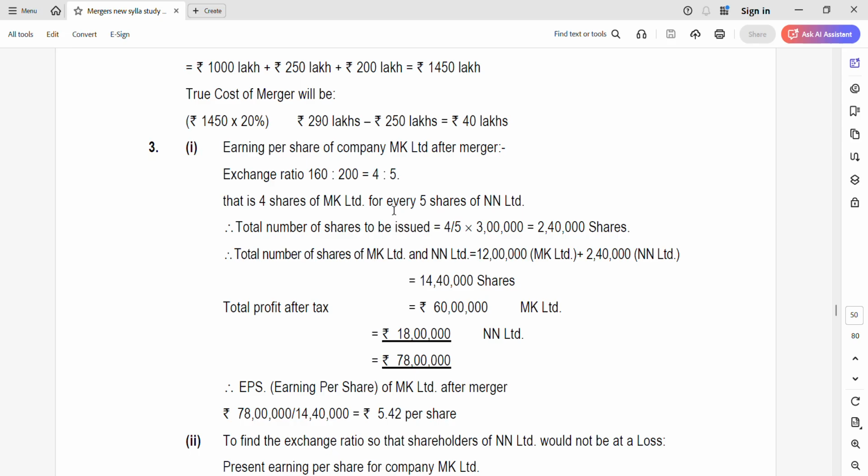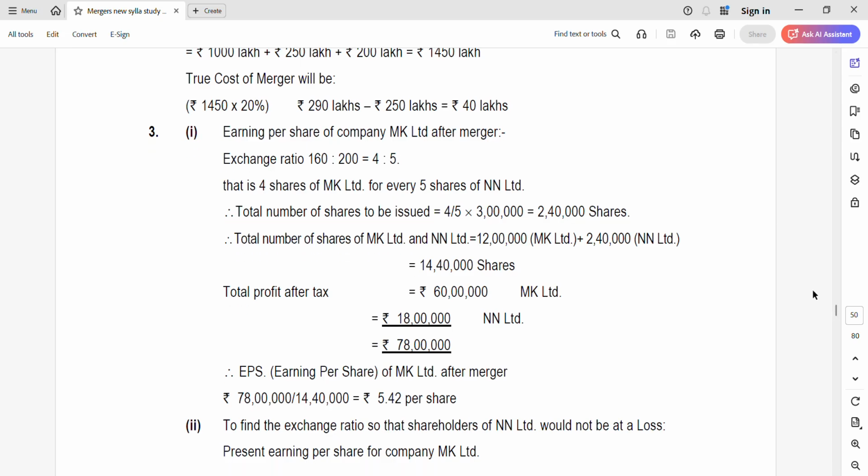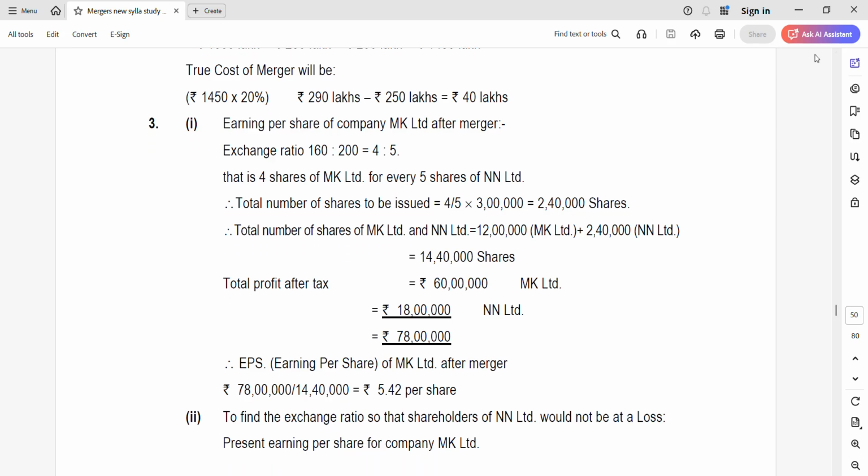So total profit after tax is rupees 60 lakhs plus 18 lakhs, that will give you 78 lakhs. So the EPS of MK after merger will be, step 1 is the computation of number of shares and step 2 is the computation of profit. That will give you the EPS as rupees 5.42.